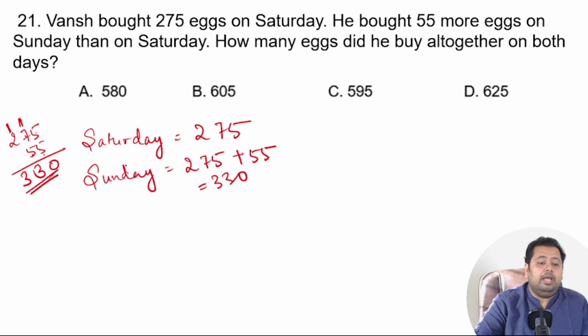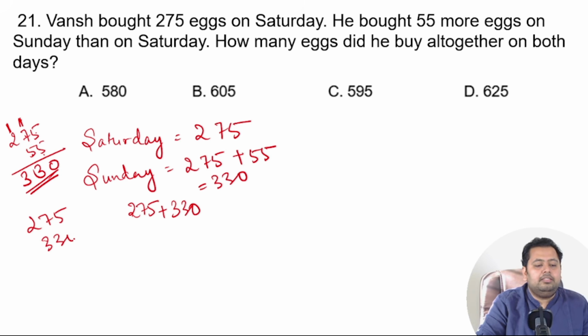On both days together, he would get 275 plus 330, right? Because both days together. So what we need to do is 275 plus 330.